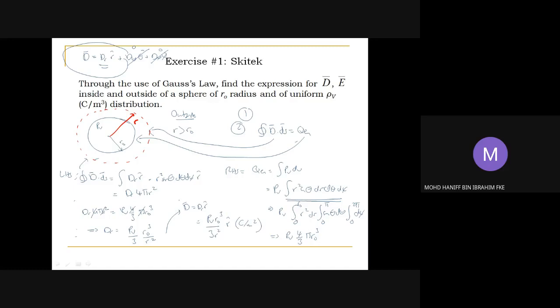Okay, so this is the vector D which has been calculated, or which has been measured, on this Gaussian surface with a red colored line here. Yeah, that's your vector D.